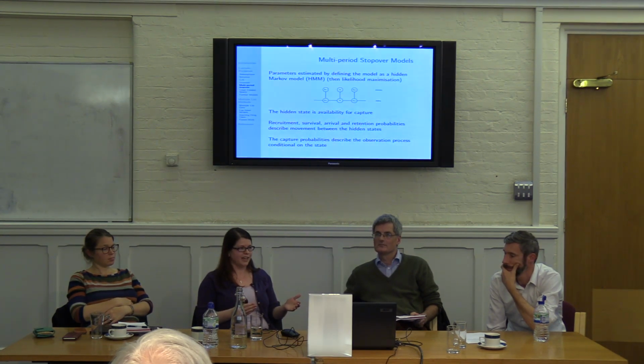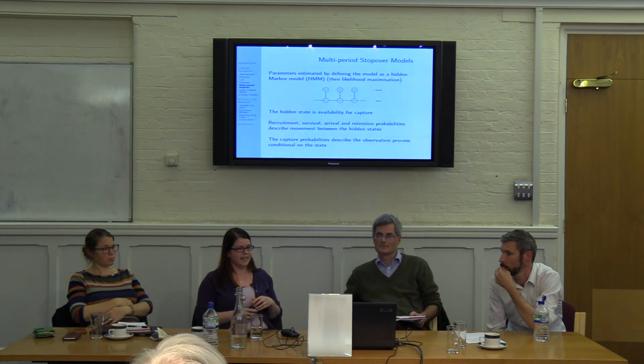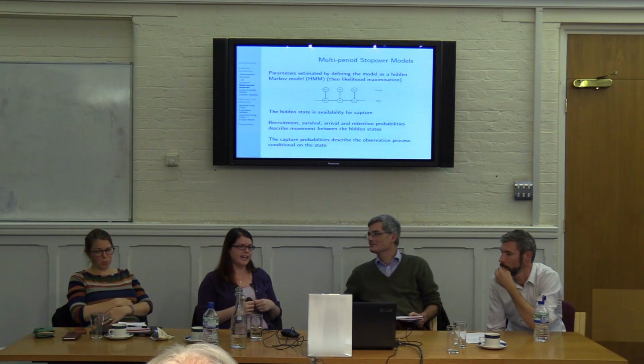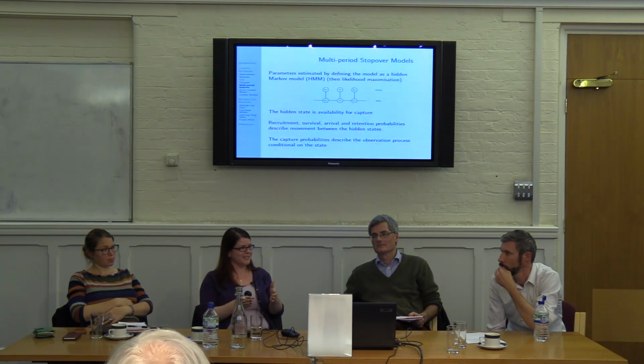So they're not yet available, they are available, and then at some point they become not available. That's the progression of the states. Given the state that you're in, there is then an observation process applied. So conditional on the state, you are seen or not. So if you're not available yet for capture or you've died, then we know with certainty we can't capture you. Whereas when you're in the middle state of being available, you may or may not be seen.